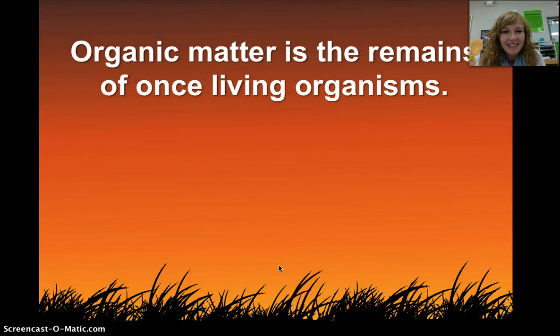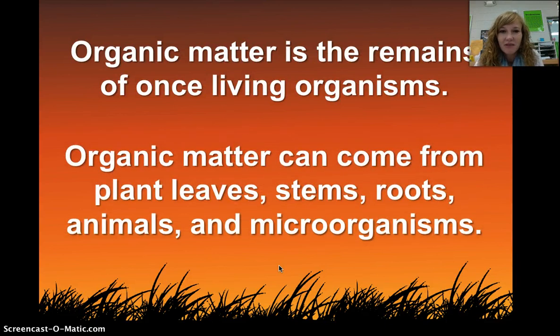So earlier I said organic matter is the remains of once living organisms, things that were once alive. That's everywhere in the soil. Things that live in the soil, that die on top of it, plants, when they die, leaves that fall off of trees, all of that is organic matter. Leaves, stems, roots, animals, microorganisms, things that are so small you can't see, those are all the organic matter in the soil.